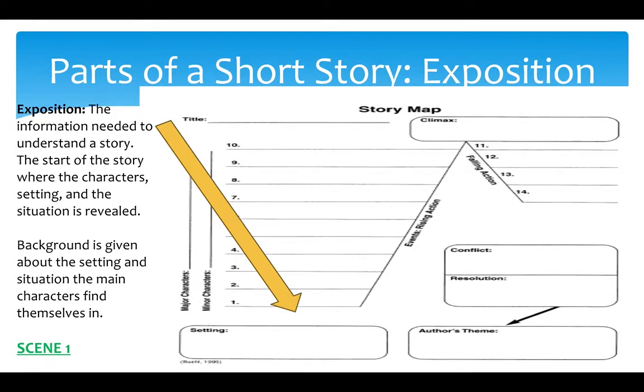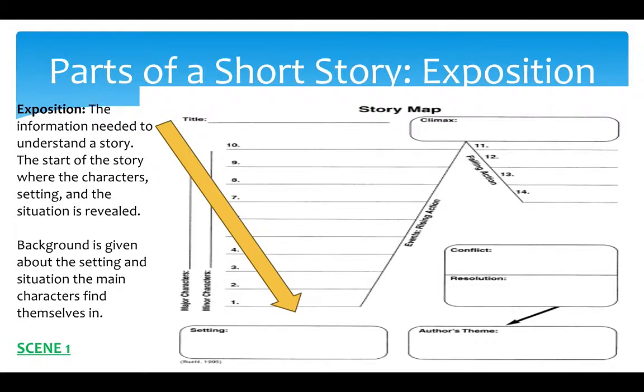So the first part is the exposition. This is your scene number 1. This is where you set the foundation for your story. It's where you include your characters, your setting, and then the situation is revealed. This is really where the background is given for your reader so that they don't have a whole bunch of lingering questions about who is the story about and where is this taking place.